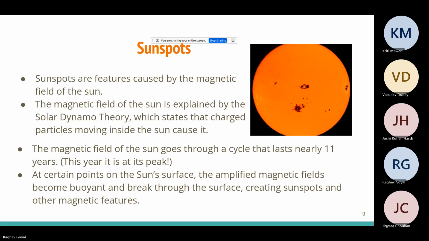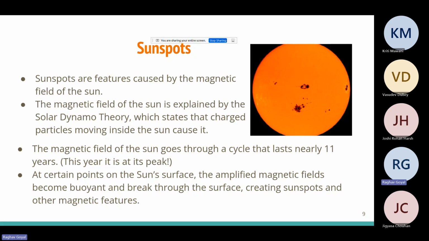Another interesting thing about this is the magnetic field of the sun goes through a cycle that lasts nearly 11 years. This is popularly known as the solar cycle, and the peaks and the valleys of the sun are noticeable in our day-to-day lives as well, because during peak solar activity, sometimes solar storms are released, which have caused power outages on Earth.